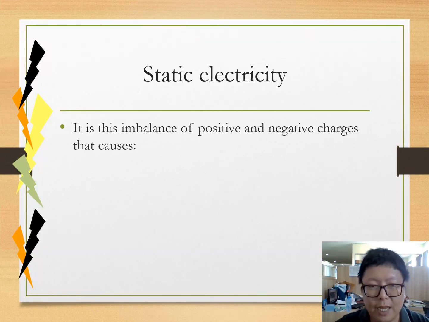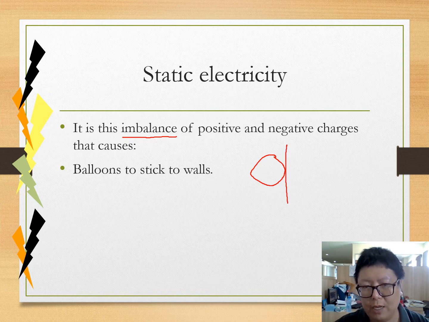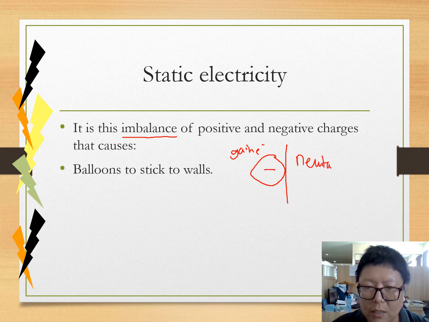So you can see that static electricity is caused by the imbalance of positive and negative charge. This is what causes the balloon to stick to the wall. Why can the balloon stick to the wall? The wall is neutral actually. So when you rub the balloon on your hair, your hair transfers electrons to the balloon. The effect is that the balloon gains electrons from your hair, so the balloon becomes negatively charged. The negatively charged balloon will attract the neutral object. So the wall is neutral.